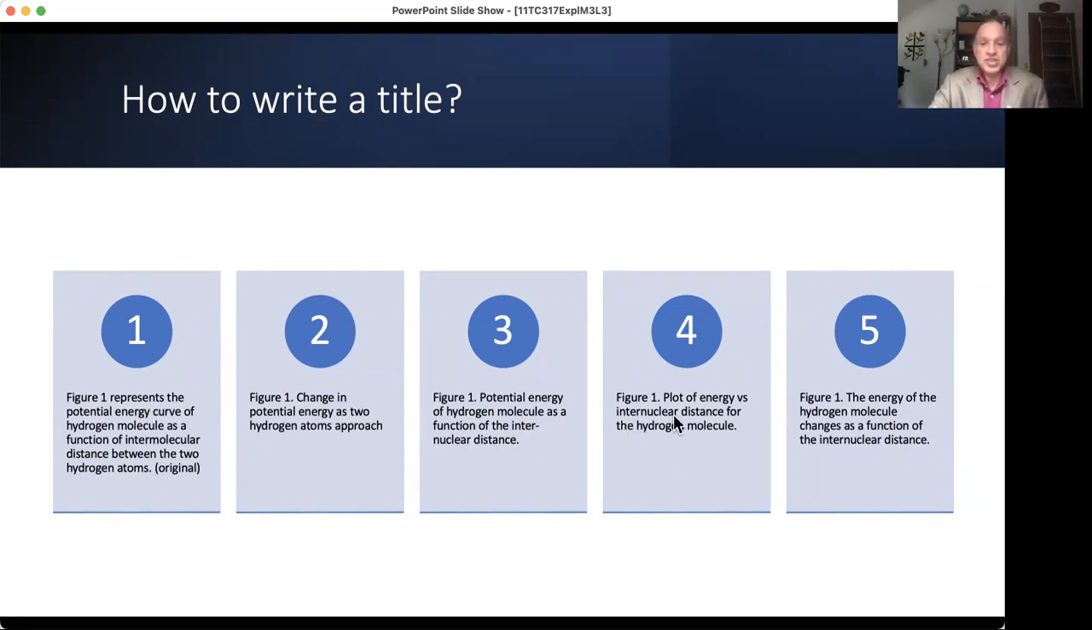Plot of energy versus internuclear distance for the hydrogen molecule. Still they're all clear, they're all brief enough, and they're all shorter than the original. Most of these are actually better than the initial one. This is how I learn. The energy of the hydrogen molecule changes as a function of the internuclear distance.